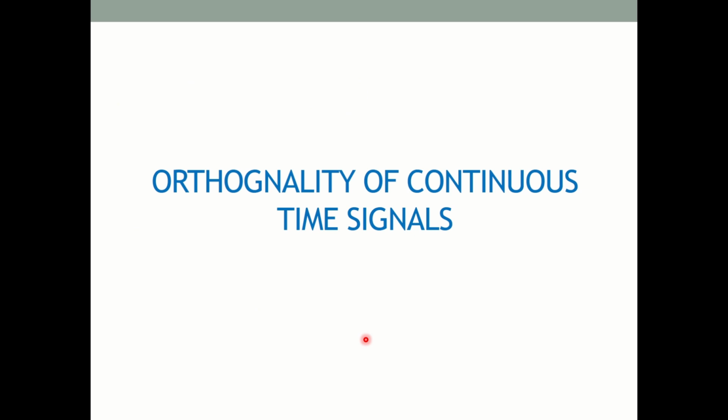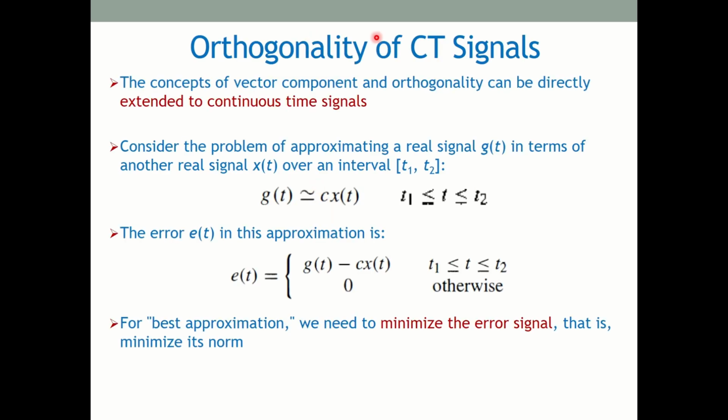Now we shift this discussion towards continuous time signals, which we have already shown are almost the same as vectors, depending upon the number of time samples we have for the signal. So from this we'll discuss the orthogonality of continuous time signals. We will show that it's similar to the orthogonality of vectors. The concept of vector component and orthogonality can be directly extended to continuous time signals as well.